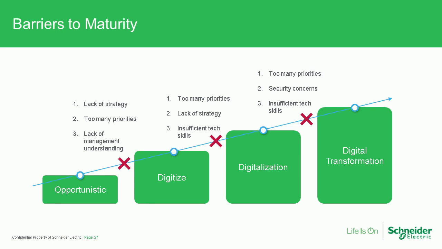So we talked about the model. I showed it again here. Did want to talk a little bit about some of the barriers to maturity, and what stops companies from just saying, hey, let's go do digital transformation today. And you can see that lined out there.